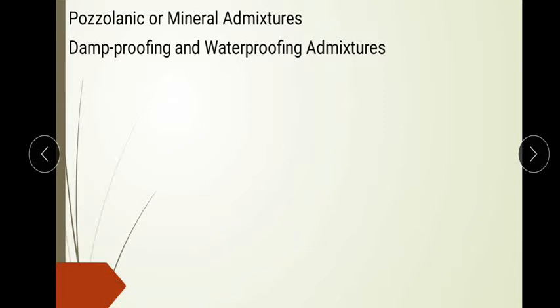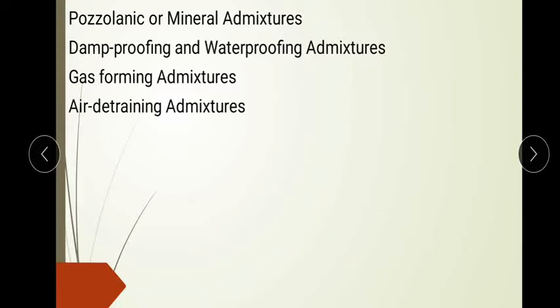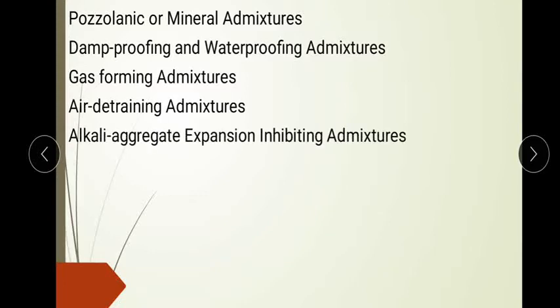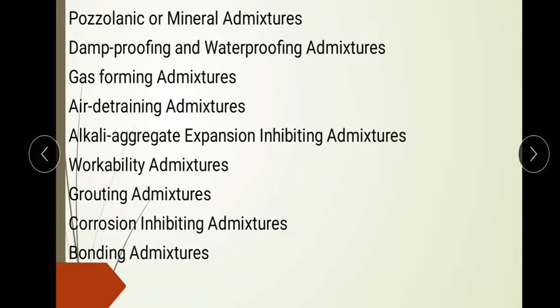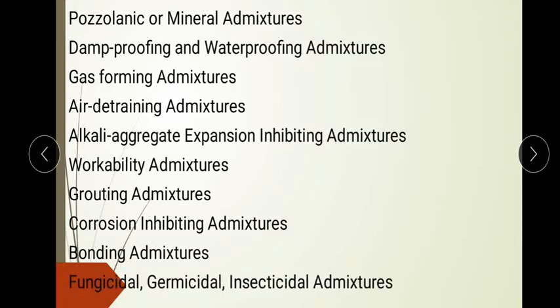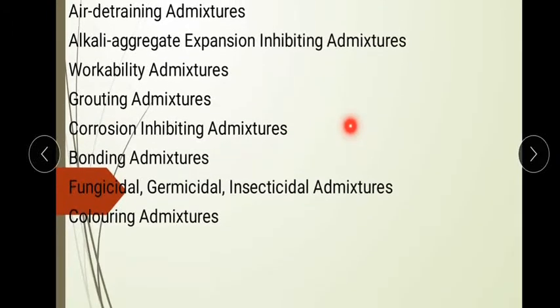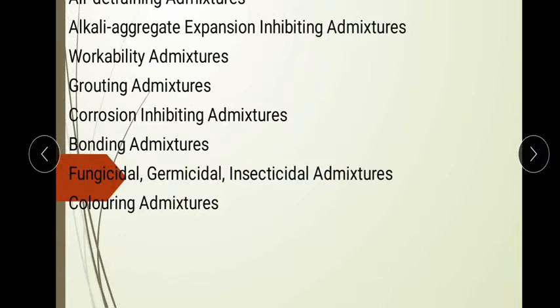To control the effect of water, the damp proofers or waterproofing admixtures are used in our existing concrete. Then gas forming admixtures, air detraining admixtures, not entraining, detraining. Alkali aggregate expansion inhibition admixture, workability admixtures, as well as grouting admixtures, corrosion inhibiting admixtures, bonding admixtures. The last one, fungicidal, germicidal and insecticidal admixtures. So these are the few admixtures that we are using.